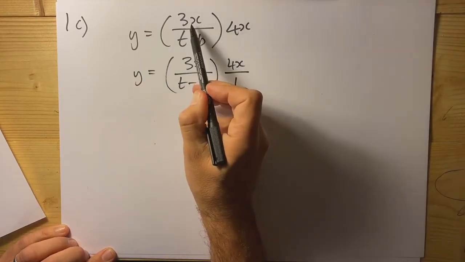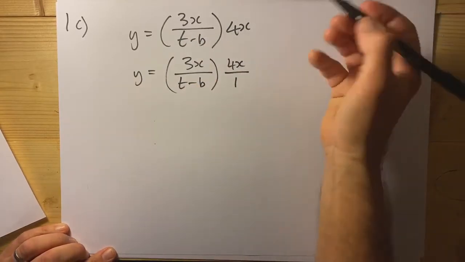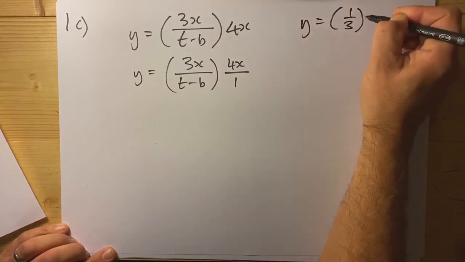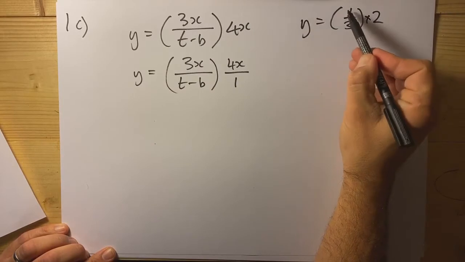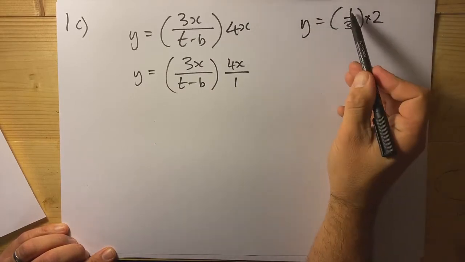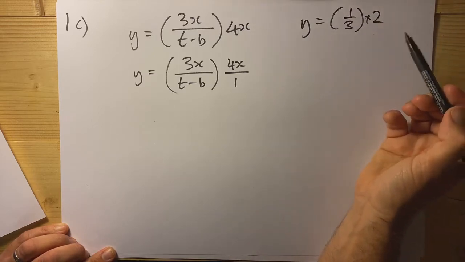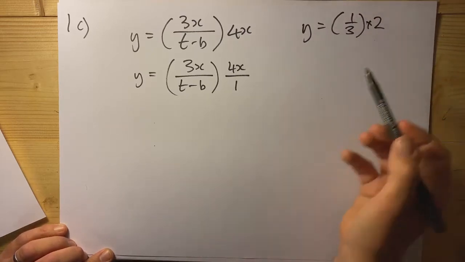If you think about this being a fraction times 2, say, if this was y equals a third and we were timesing it by 2, we wouldn't multiply the top and the bottom by 2, because that would just give us the same fraction. That would be 2 over 6, whereas of course the answer is 2/3. Okay? Alright, so let's just come back here.